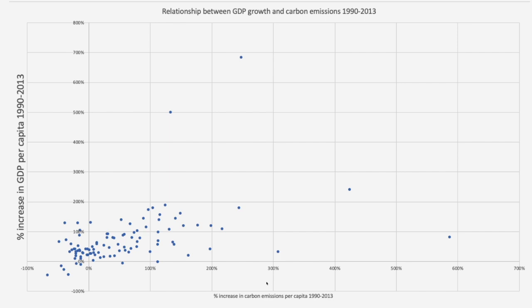Another thing that's interesting to look at here is that there seems to be this group of countries here that are either around zero carbon increase or just slightly below, but their GDP growth is small but positive, right? Somewhere up to about 50%. I would wager that those are the higher income countries that have started to do something about climate change in this period and whose emissions are not substantially higher than they were in 1990.